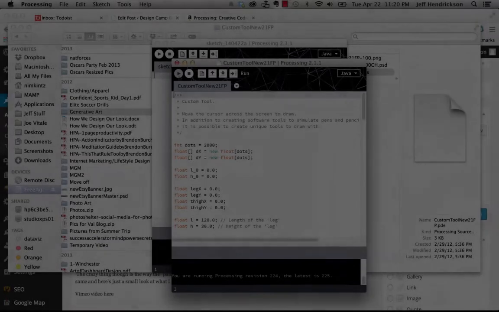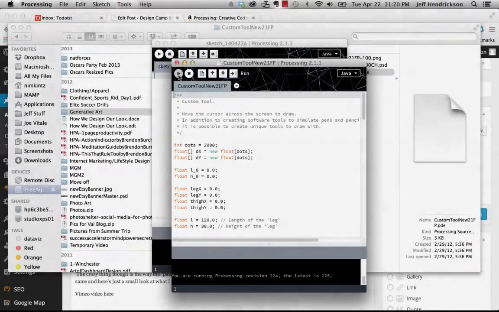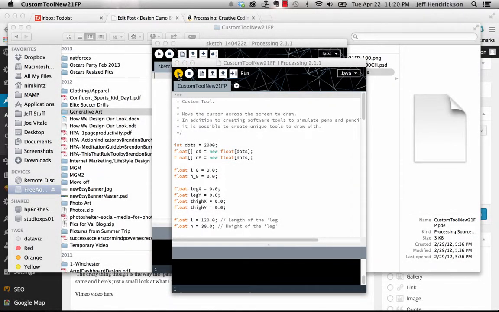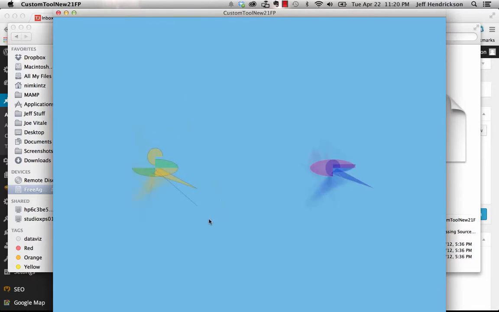All right, so here we go with a little look at this. The two center boxes that you see in the middle are the code. That one on the top there is the code for this one. And you'll see as I start to move the cursor around how it paints.